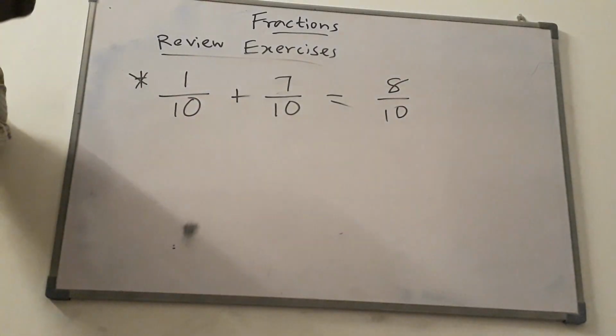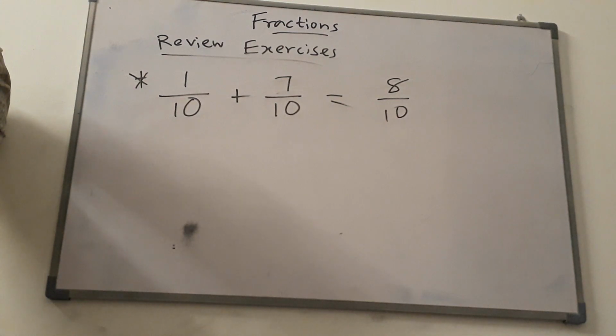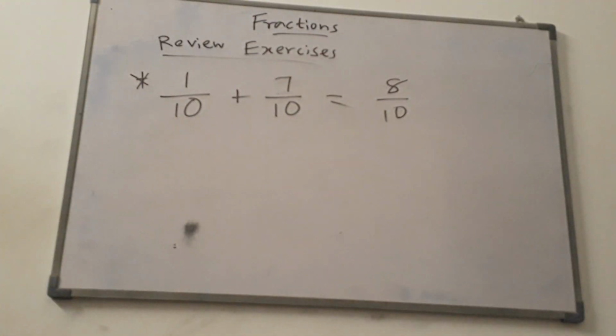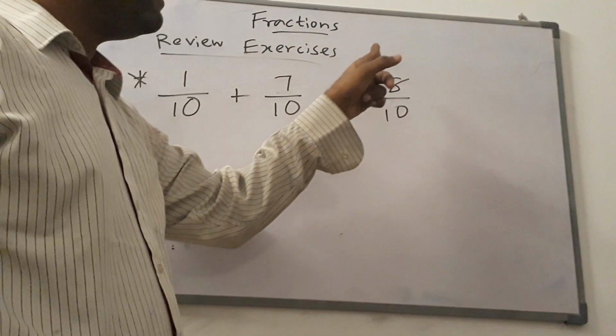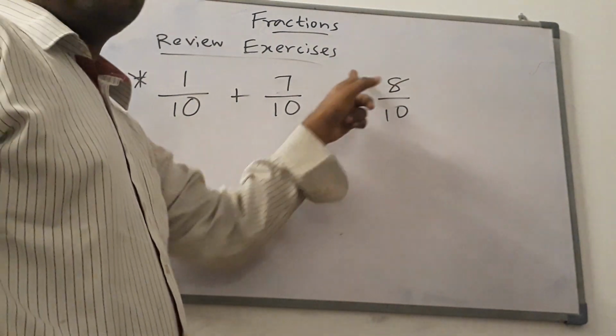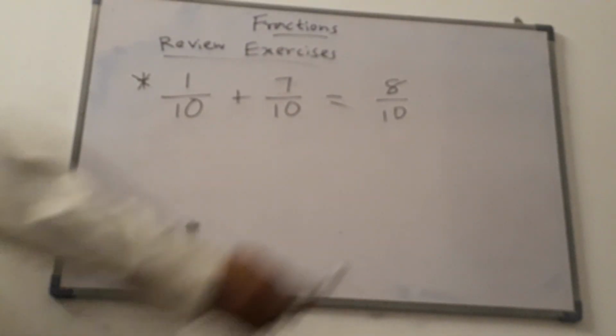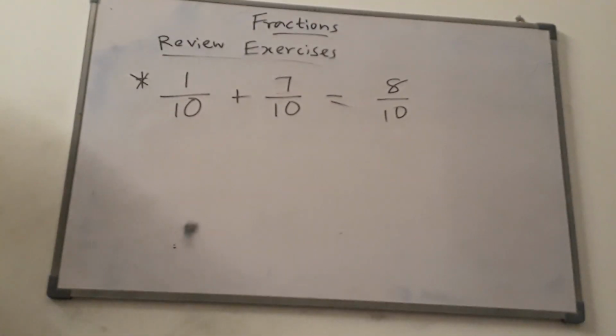But there's something here. This is not the lowest form of the fraction. There is an equivalent fraction for 8/10 which is its lowest form. So you get full marks if you write this in its lowest form. Otherwise you won't get full marks. You will get marks for this answer, but if you want full marks, you have to write this in its lowest form.